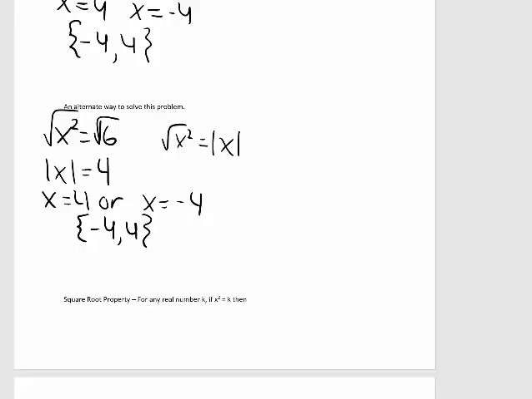So what we have demonstrated here is what is called the square root property. So for any real number k, if x squared is equal to k, then x is equal to the negative square root of k, or x is equal to the square root of k. So the idea for this is to isolate the squared term on one side of the equation so that I could use the square root property to solve these equations.